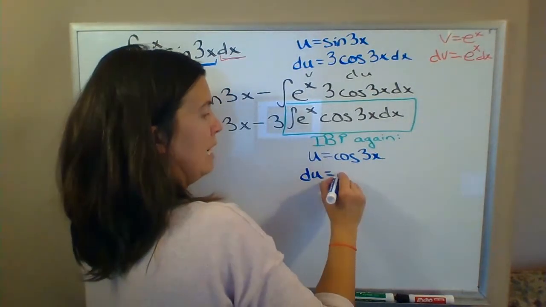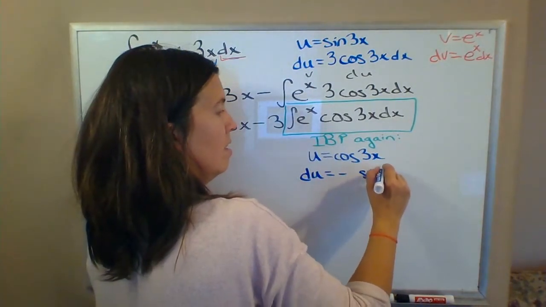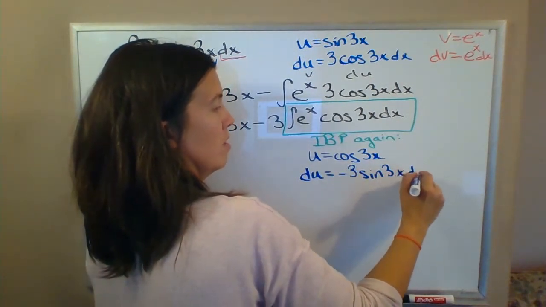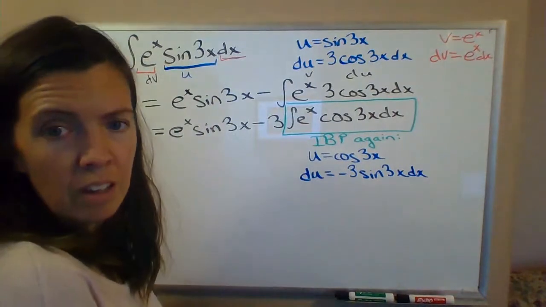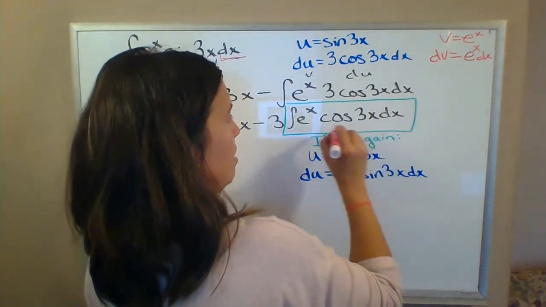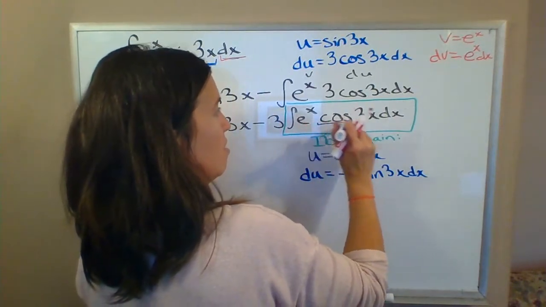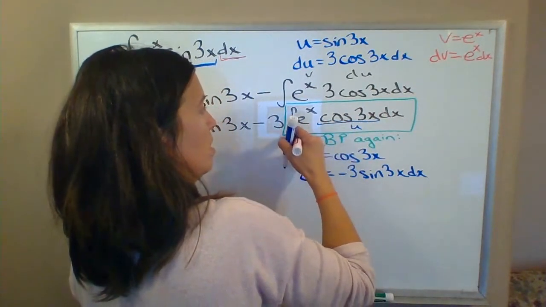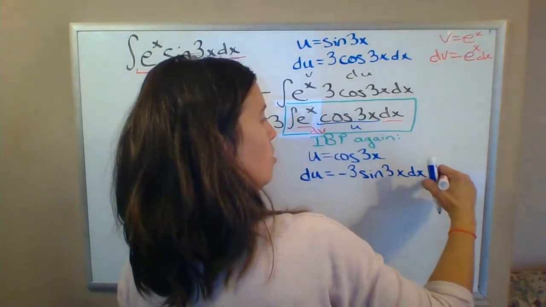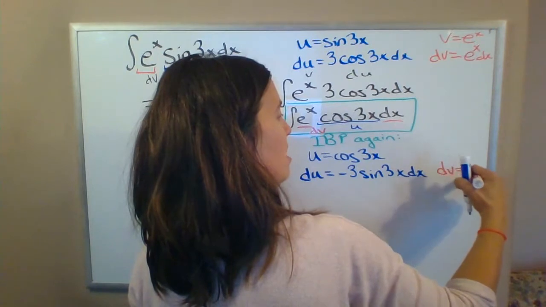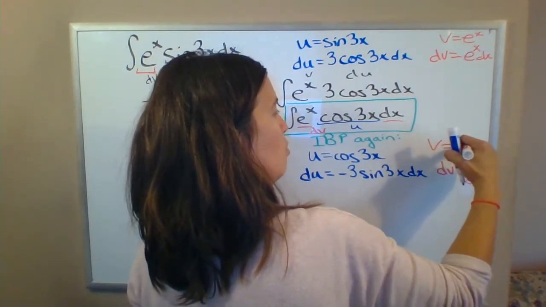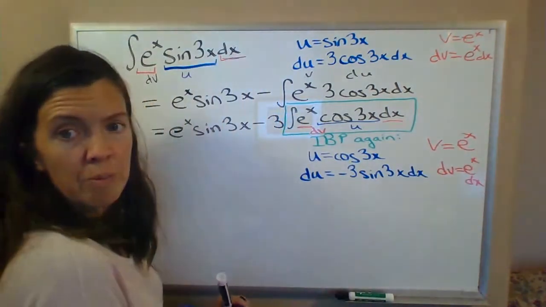To differentiate this, we have to use the chain rule again. Derivative of cosine is negative sine. Leave the inside alone, times the derivative of the inside. So then that leaves, if this is u, the e to the x dx, that's going to be our dv. So dv is e to the x dx. Antiderivative of e to the x is e to the x.